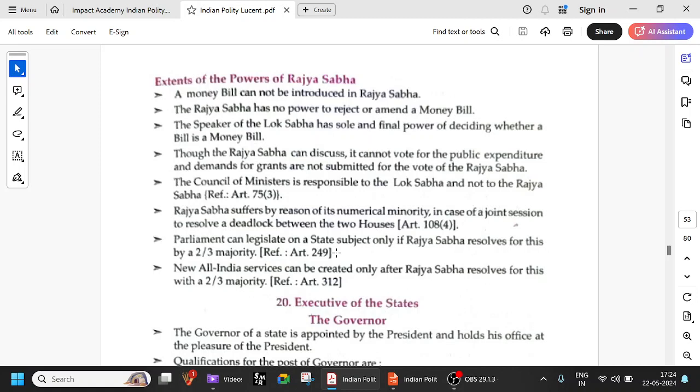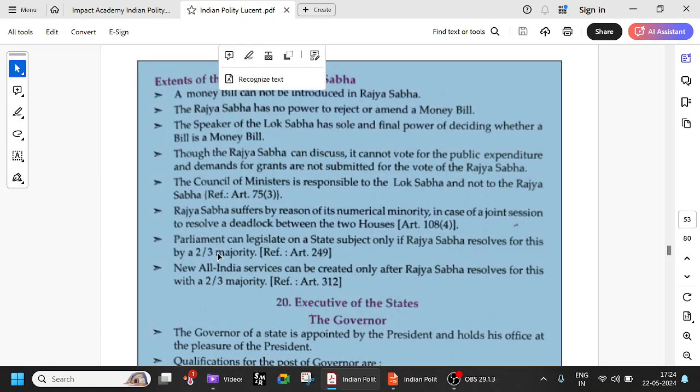So usually you have the state list, concurrent list, and union list, right? So the Parliament can legislate on a topic of the union list and the concurrent list. But when it comes to the state list, it can only do so if there is a resolution by Rajya Sabha, and that too passed by a two-third majority, not simple majority.